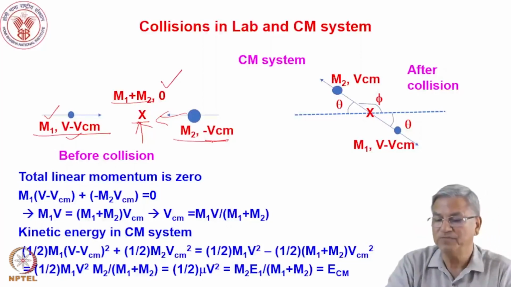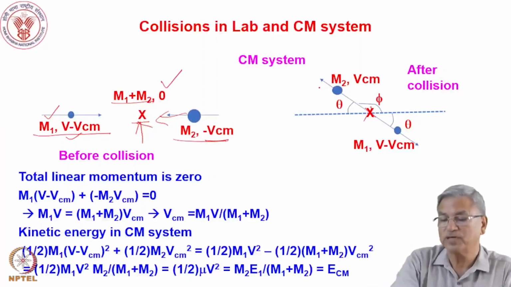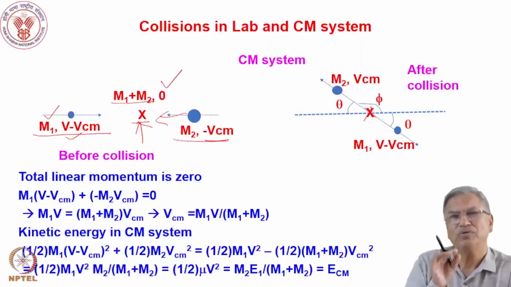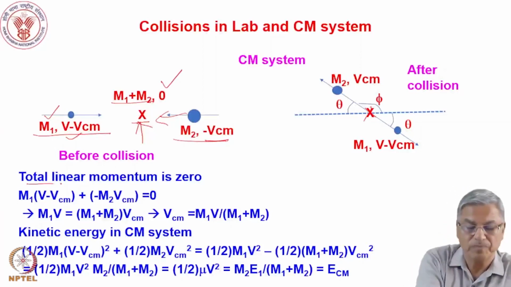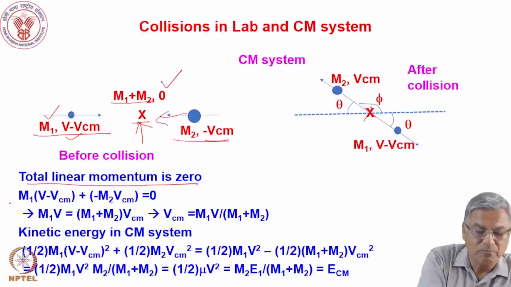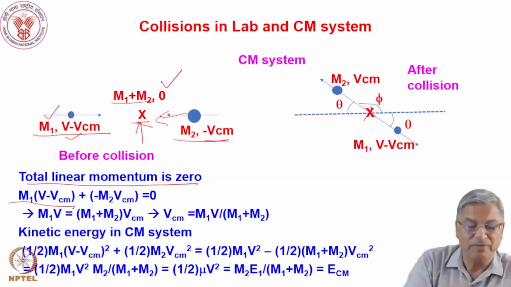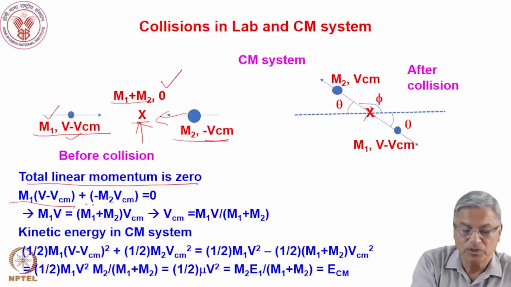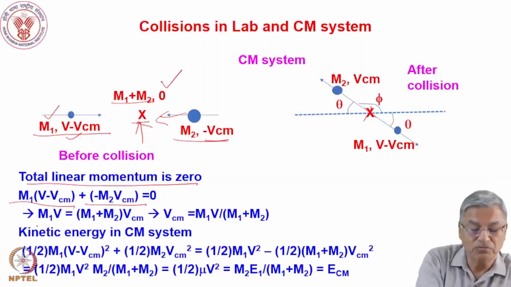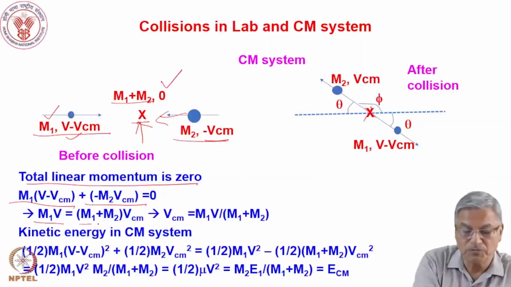After the collision, the center of mass remains in the same place. The projectile and the target move in opposite directions because the momentum has to be 0. So the bottom line is that in the center of mass system, the total linear momentum is 0 because the center of mass is stationary. Let us write the equation. Momentum of the projectile m1 (V minus VCM) plus momentum of the target, minus m2 VCM, equal to 0. Now you can solve this: m1 V equals (m1 plus m2) VCM.